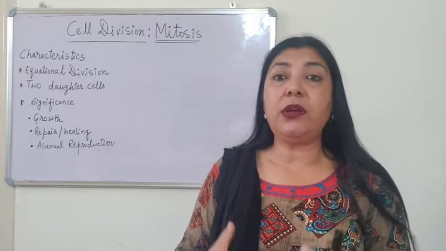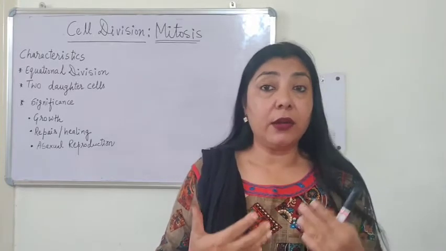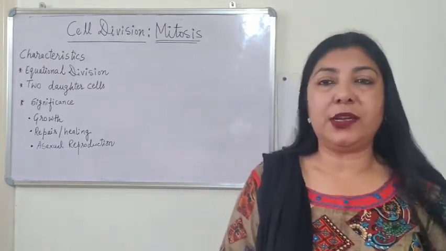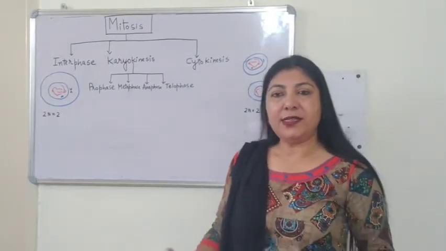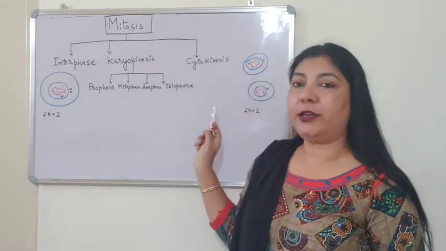Now let us go into the details of the process, how a cell undergoes the process of mitosis and produces two daughter cells. Let's study it. Now let's study the process of mitosis. You can see a flow chart.